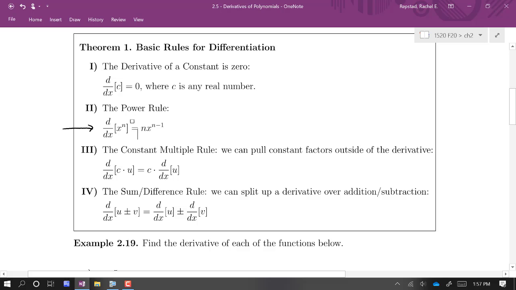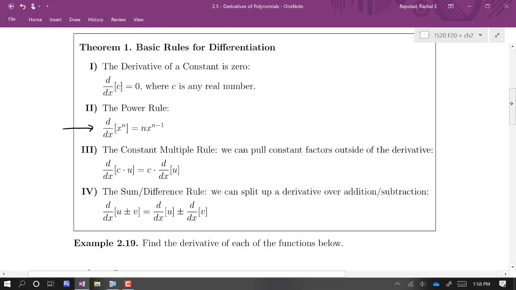And this is something that would have taken at least half a page of work a lot of the time when we were setting up the limit. Now we're just going to use the power rule. The constant multiple rule says we can pull out constant factors from the derivative. So the derivative of c times some function u is c times the derivative of u, right? We could pull out constant factors. And then the last one says we can split up a derivative over addition and subtraction. So if I'm taking the derivative of the sum u plus v, all I've got to do is find the derivative of u and the derivative of v and then add them together, and likewise if it were subtraction.